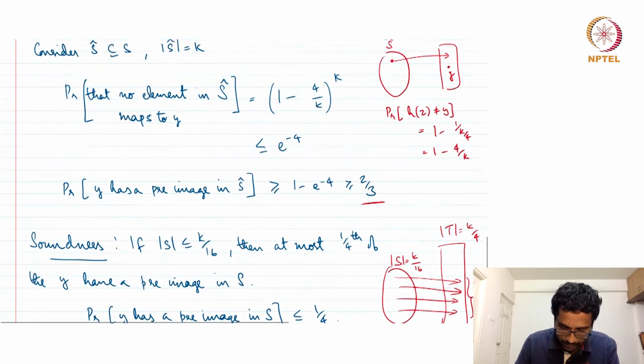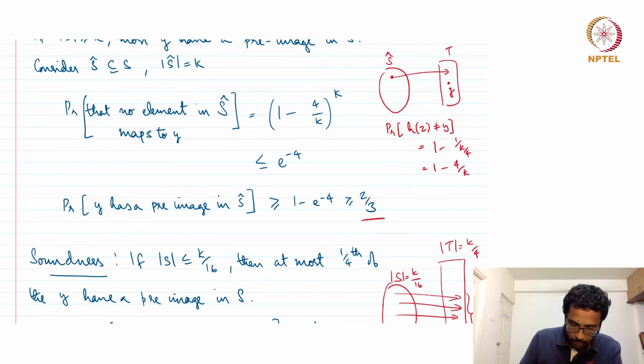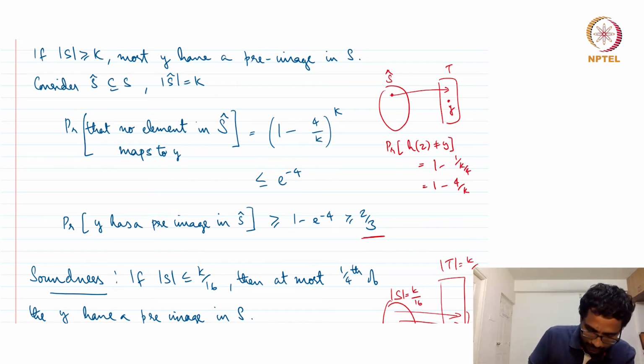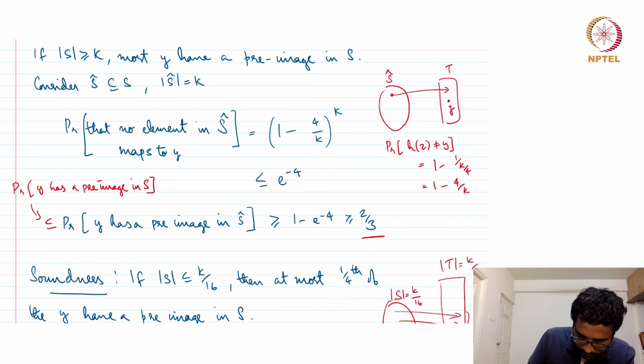Just one more point in the completeness. We said that the probability Y has a pre-image in S hat is at least 2/3. We said that S is a superset of S hat. So the probability that Y has a pre-image in S will be at least this. Maybe I'll write that here: the probability that Y has a pre-image in S is greater than or equal to this.